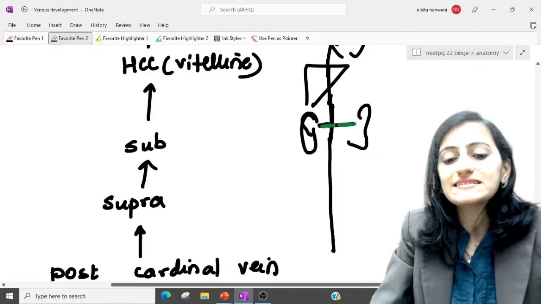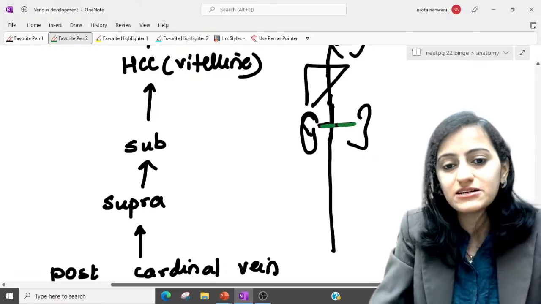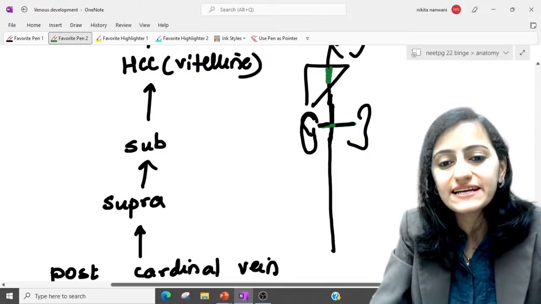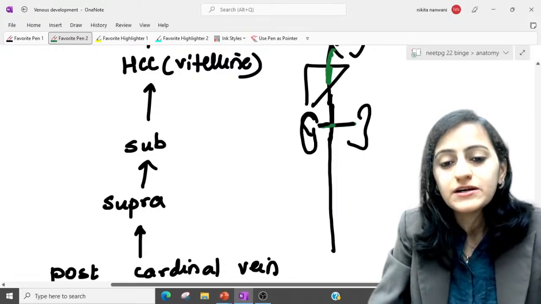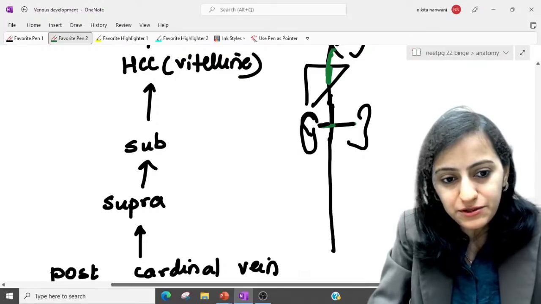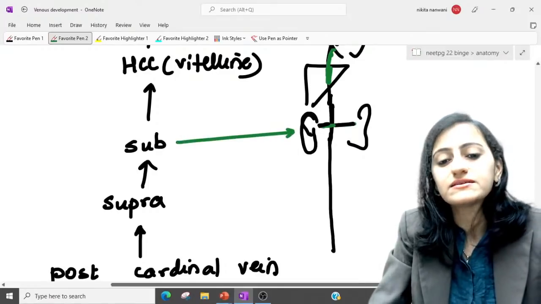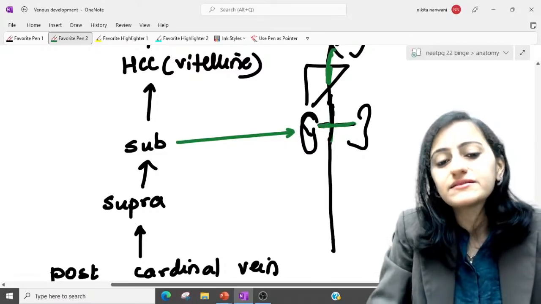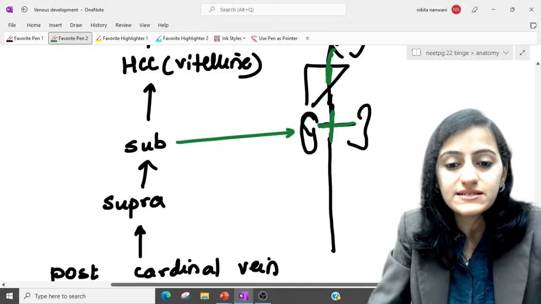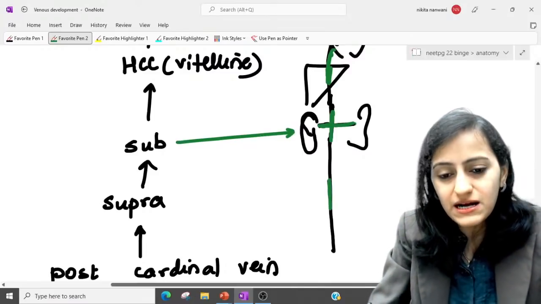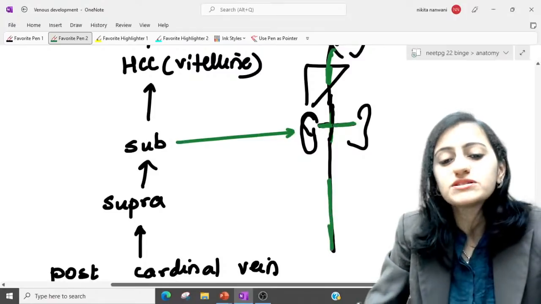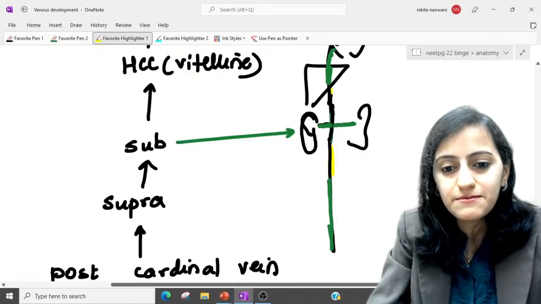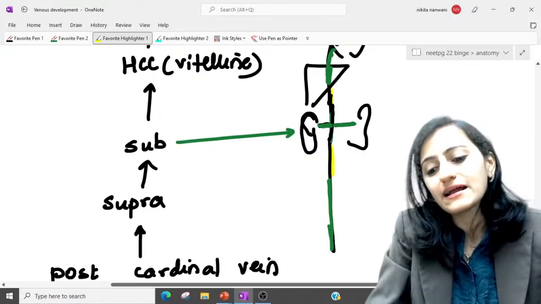So look at the segments here that you have. The vitelline vein is basically your hepatocardiac channel, from liver to heart. After that, this part that you have, the sub part is what we have written here. That is the one which is at the kidney level, right? So the renal vein, this part, this is from the subcardinal vein. Okay, this is the subcardinal vein. Then you have the supracardinal vein, and then you have the posterior cardinal vein. So basically in between you have the anastomosis between supra and sub. You have the anastomosis between sub and the vitelline vein.